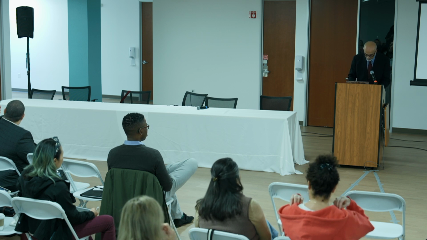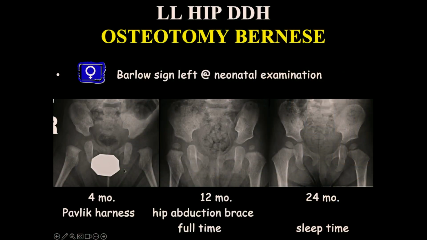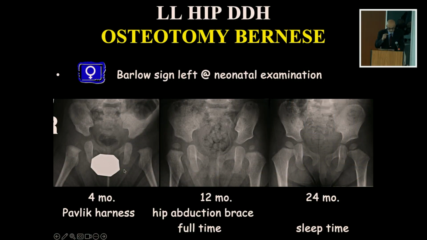So you can see this first slide, correct? And the patient is 4 months old in the first image. Does anyone see anything on there that's abnormal? Why is she in a Pavlik harness?